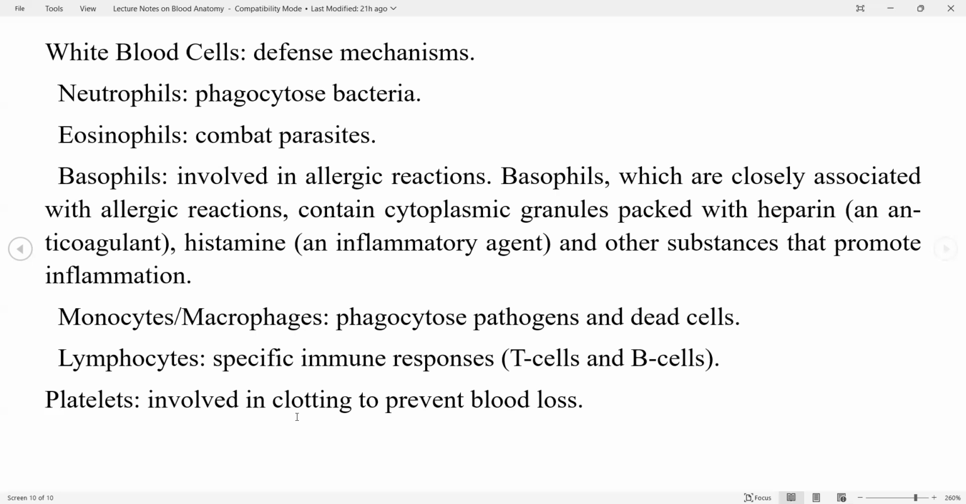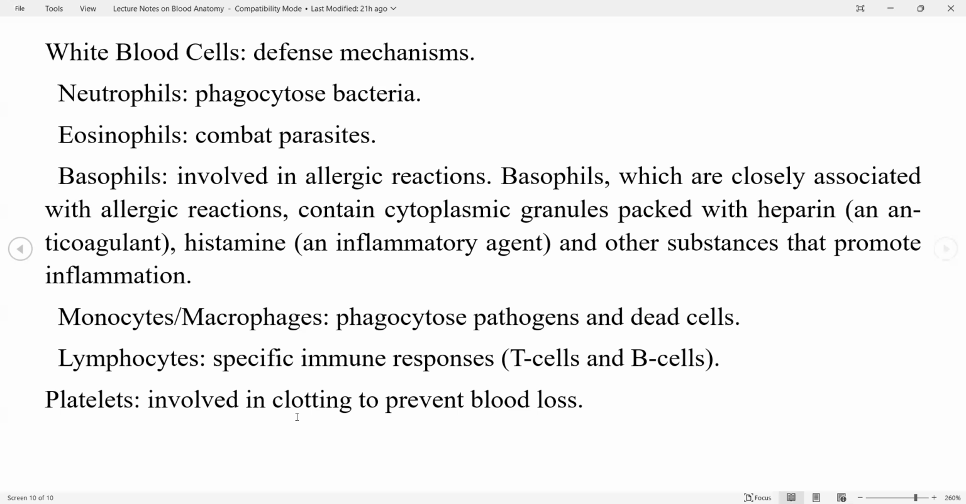So neutrophils phagocytose bacteria, while eosinophils combat parasites, examples are worms. Then basophils are involved in allergic reactions, and these basophils are closely associated with allergic reactions because of the cytoplasmic granules that contain heparin, histamine, and other substances that promote inflammation. Monocytes and macrophages phagocytose pathogens and dead cells, while lymphocytes are for specific immune responses. So we have the T cells and the B cells, while the platelet is involved in clotting, and the prevention of blood loss.